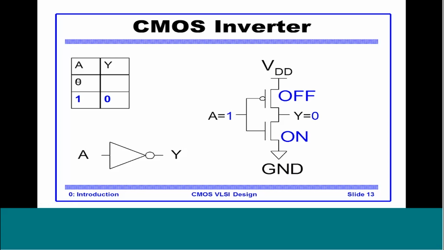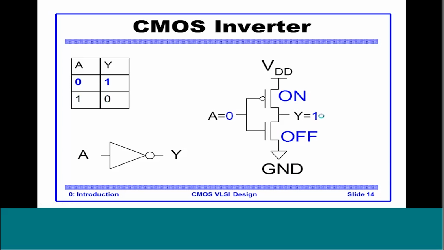When A is 1, let's remember that the gates of both NMOS and PMOS are tied together to form A. Whenever this gate is 1 or at a higher voltage, the NMOS will turn on and PMOS will be off. NMOS being on pulls Y to 0. So that is why it is also called a pull-down device. A is 1 and Y is 0, which is typical inverter functionality.